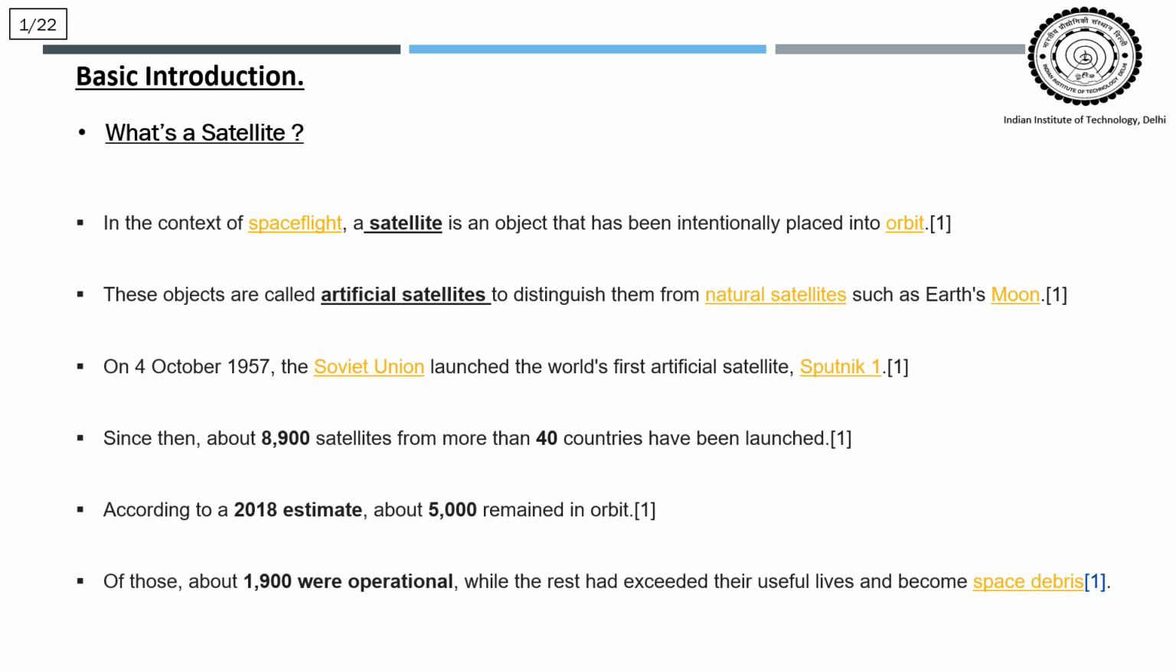Sputnik 1 is the world's first artificial satellite launched by Soviet Union on 4th of October 1957. After that, around 40 countries have launched around 8,900 satellites. According to an estimate, around 5,000 satellites are remaining in the orbit, out of which 1900 were operational, while the rest had exceeded their useful lives and become space debris.